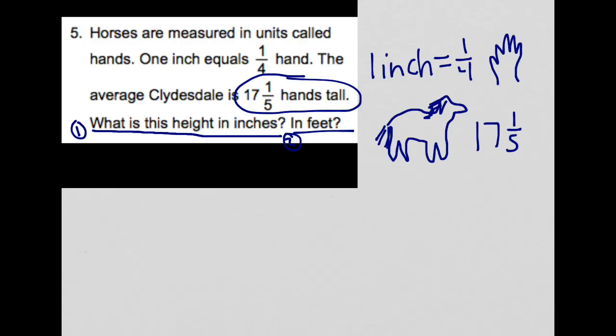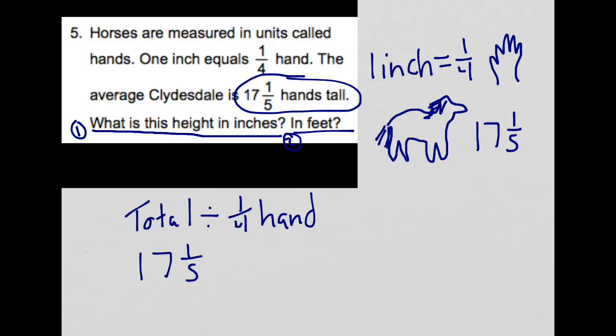So, to figure out how many inches tall it is, I can take the total height of the horse and divide it by the number of hands, or in this case 1/4 a hand, and that'll tell me how many inches it is. My total is 17 1/5, and I'm going to divide that by 1/4. So, let me put it over here. 17 1/5 divided by 1/4.